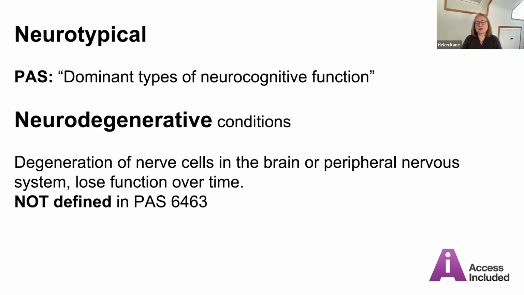I will also mention neurodegenerative conditions. Now, this isn't defined in the PAS because we are working to the social model of disability. And for those who don't know about that, that means that we talk about the impact of the environment on everyone rather than talking about medical situations. But just for your information, neurodegenerative is a degeneration of nerve cells in the brain or peripheral nervous system where you lose function over time, and that's the way we describe conditions when we try to keep in the social model, such as dementia and Parkinson's.